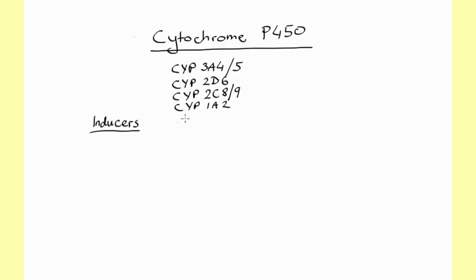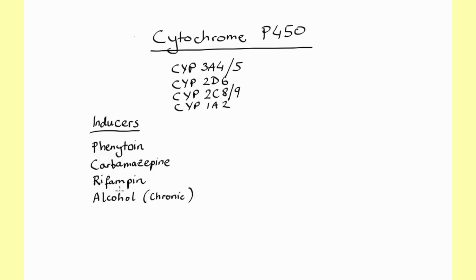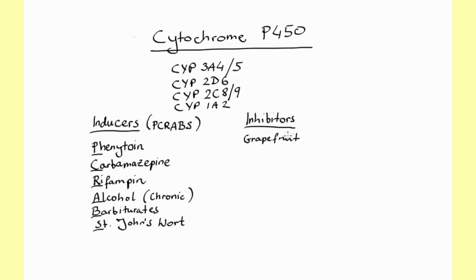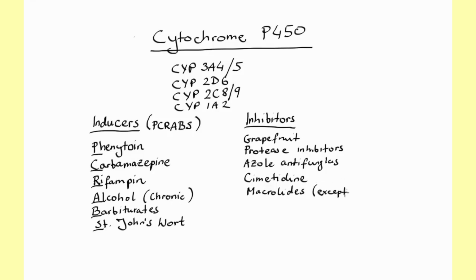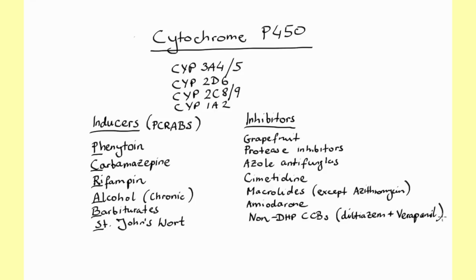Some of the important inducers include phenytoin, carbamazepine, rifampin, alcohol with chronic use, barbiturates, and St. John's wort. And a good mnemonic that you can use to remember these is P-CRABs. On the other hand, some of the important inhibitors are grapefruit, protease inhibitors, azole antifungals, cimetidine, macrolides with the exception of azithromycin, amiodarone, non-dihydropyridine calcium channel blockers such as diltiazem and verapamil.